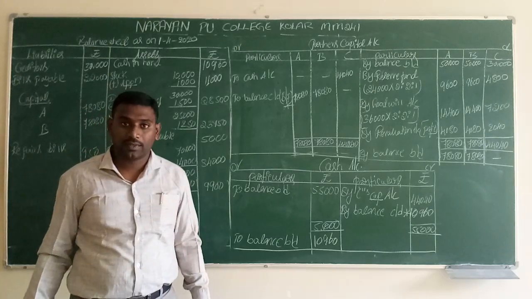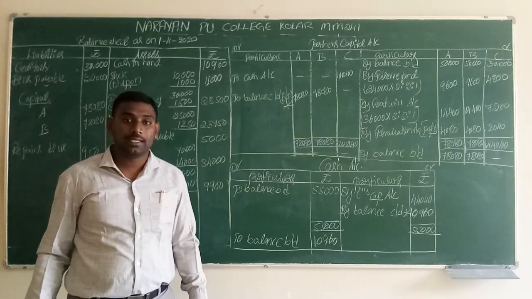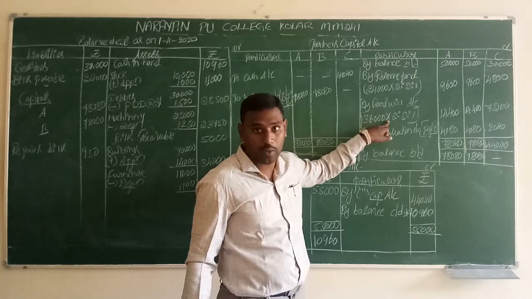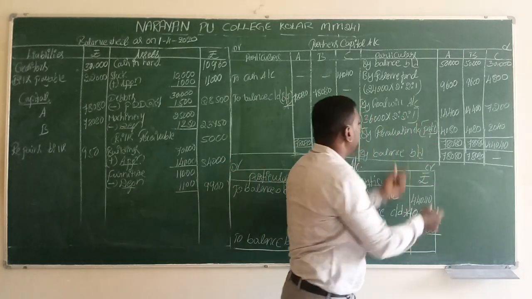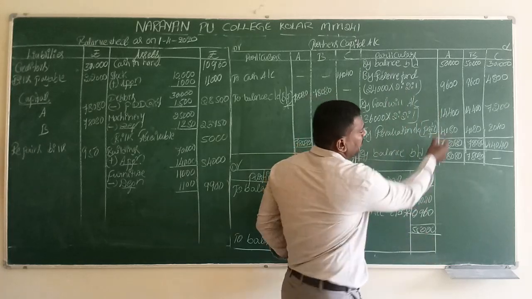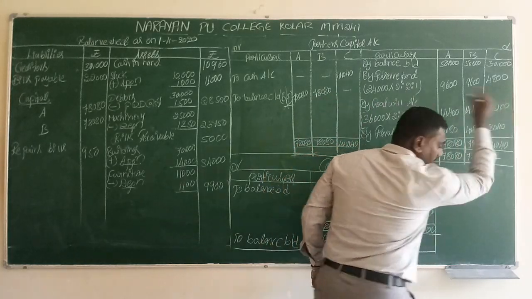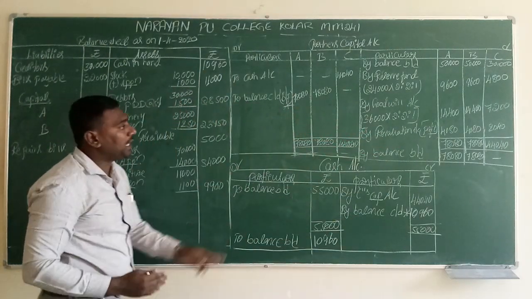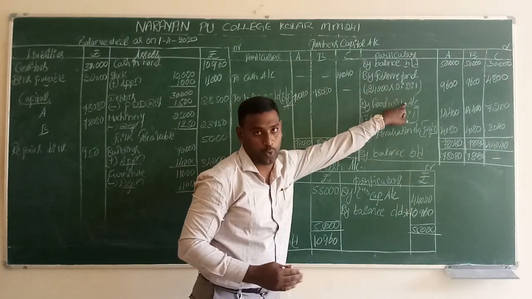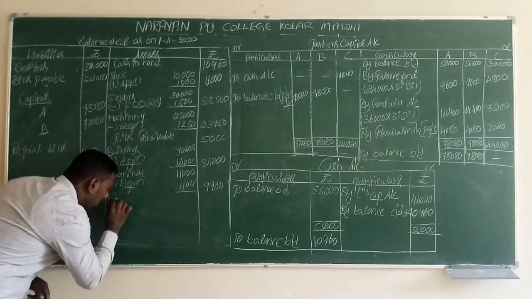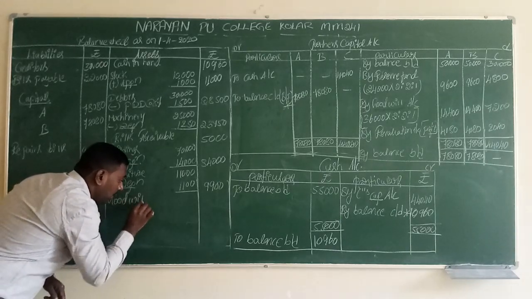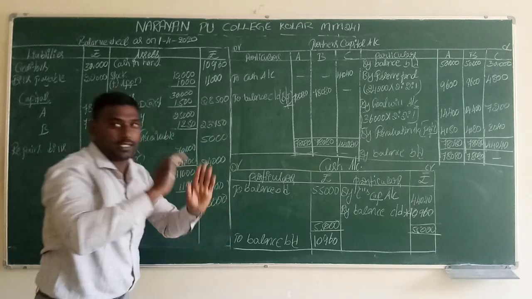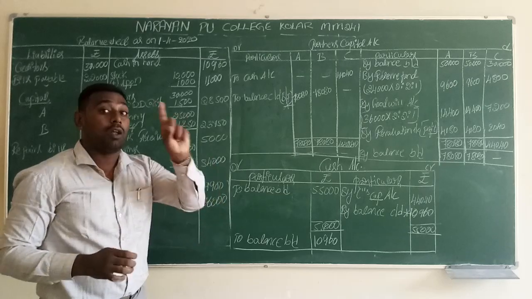Adjustment number 5. What will it say? Goodwill of the firm is raised to rupees 36,000, they are given. First we have to raise the goodwill and distribute it in the ratio 2 is to 2 is to 1. So it is 14,400, 14,400, 7,200. Again the same value we have to transfer to the new balance sheet under the name goodwill itself. So we will write here goodwill. The value of goodwill is 36,000.